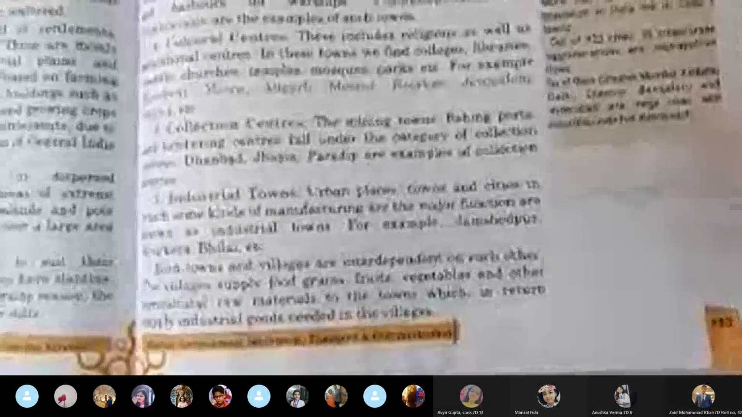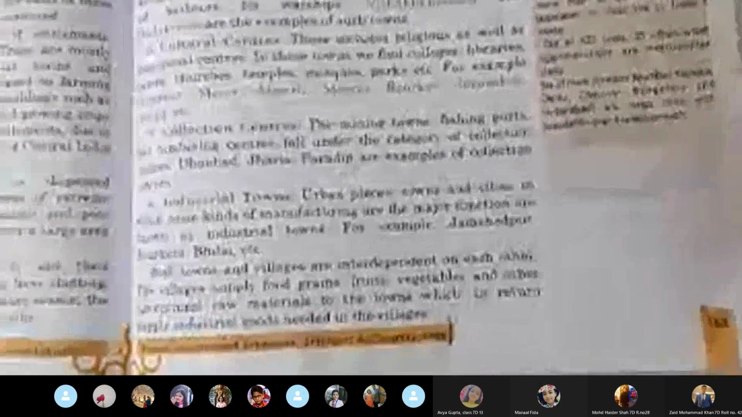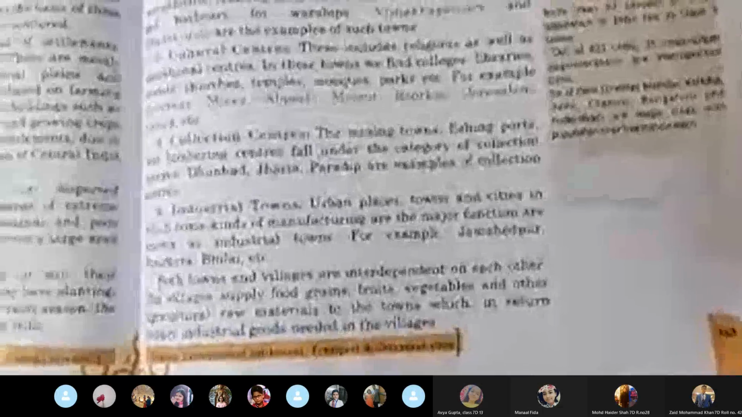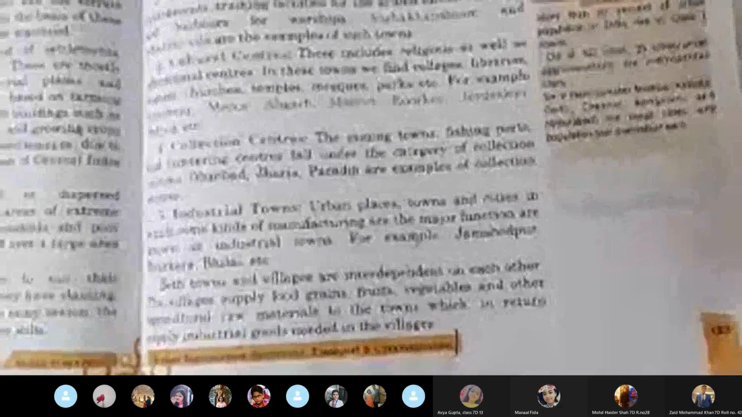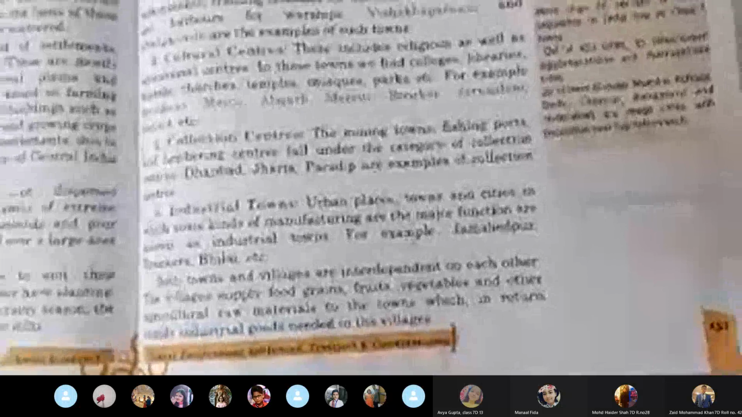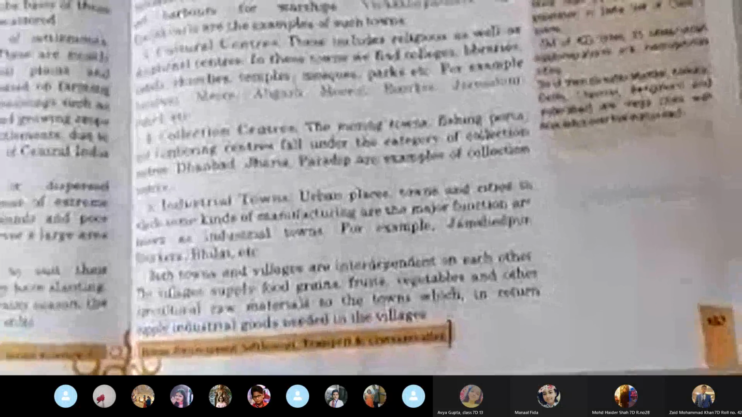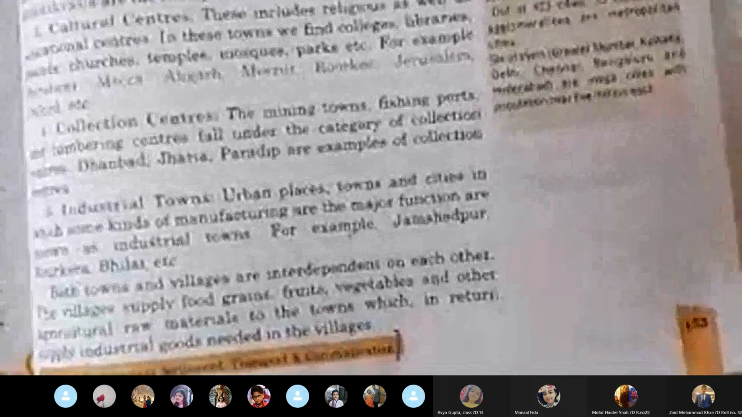Here they are telling you both towns and villages are interdependent on each other. Definitely, for anything, we need to be interdependent. The villages supply food grains, fruits, vegetables, and other agricultural raw materials to the towns, which in return supply industrial goods needed in the villages. So here we tell you that both are interdependent for their needs.